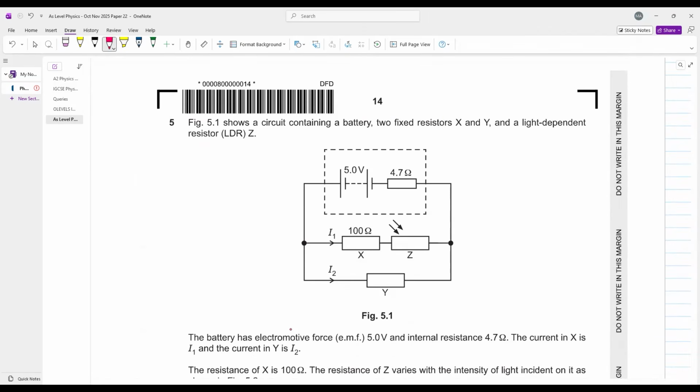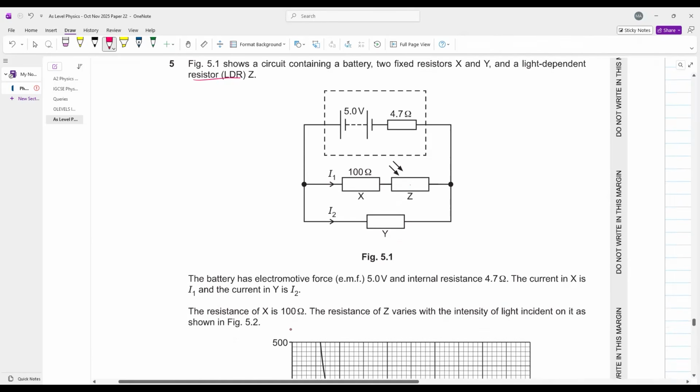Figure 5.1 shows a circuit containing a battery, two fixed resistors X and Y, and a light dependent resistor LDR Z. ठीक है भाई, ये LDR है, ये दो resistors हैं. You have a battery. Simple. The battery has an electromotive force 5 volts, internal resistance 4.7 ohms. The current in X is I1 and the current in Y is I2. ठीक है, यहाँ पे I1 है, यहाँ पे I2 है. ठीक है. The resistance of X is 100 ohms.